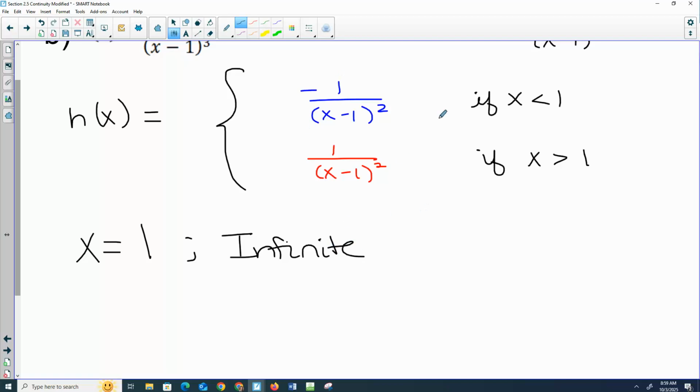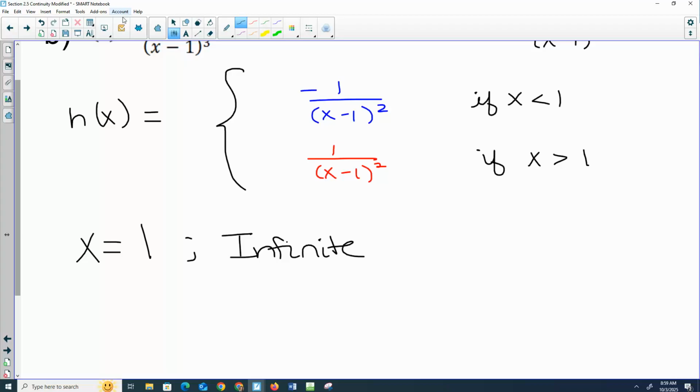Now, if once I did my piecewise it was no longer on the bottom, then it probably would have been a jump discontinuity. So we had to think about, is that x minus 1 going to cancel off the bottom or not? If it's still on the bottom, we have the asymptote, so it's infinite. If it's not, then we're just physically jumping from one section of the piecewise to another, so that would be a jump.